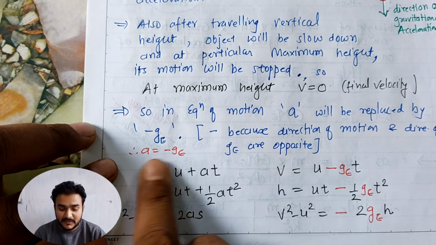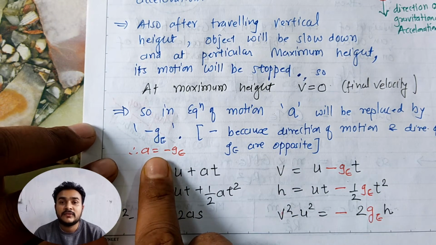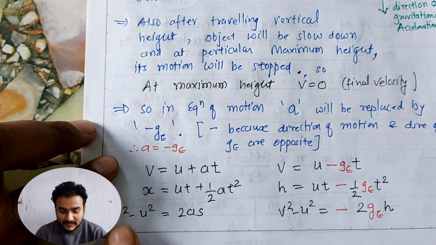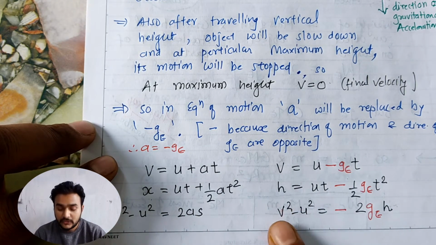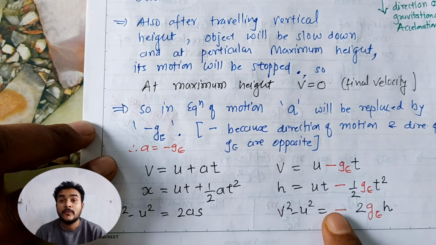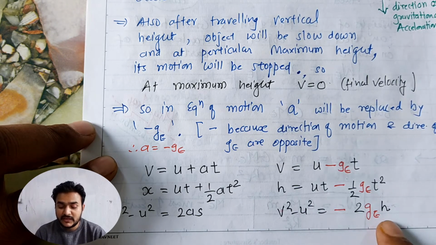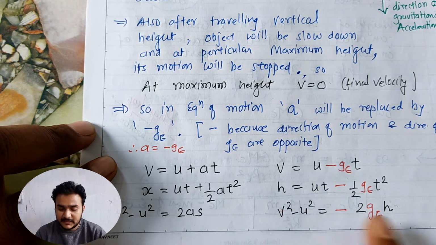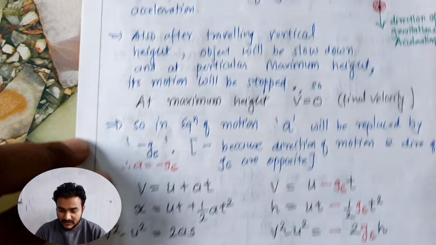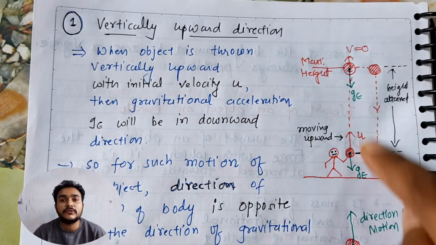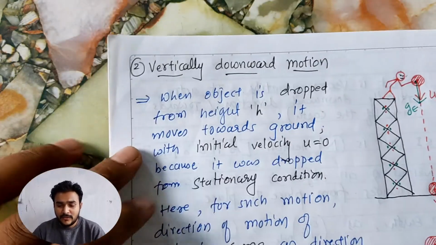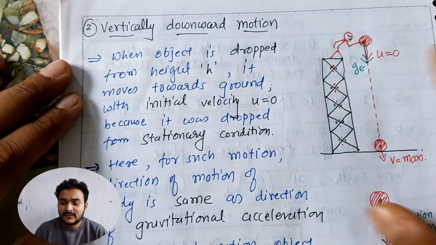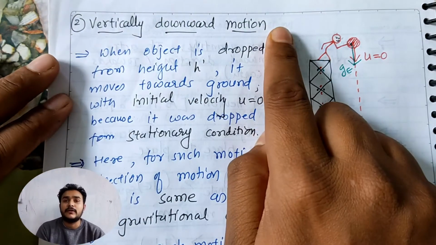The basic concept is that a has to be taken as minus. The last equation, v square minus u square is equal to 2as, will change to v square minus u square is equal to minus 2 g h. Here s is replaced by h because the distance covered is equal to the height attained by the object. Now the second kind of motion is the vertically downward motion.